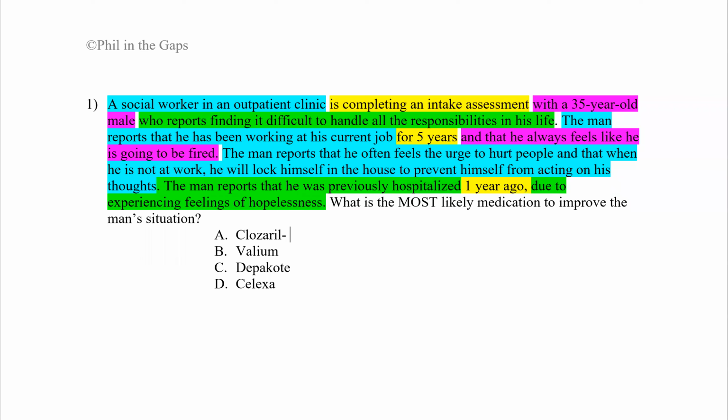So let's define each medication and compare back to the question to see what we're looking at in particular. A, Clozaril is an antipsychotic. B, Valium is an anti-anxiety medication. C, Depakote is a mood stabilizer. And then D, Celexa is an antidepressant medication. So let's look back at the question.